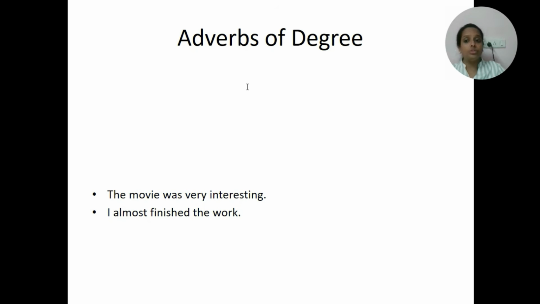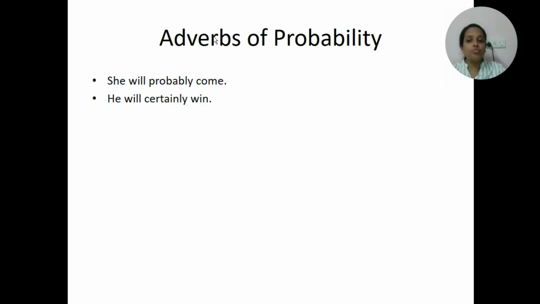Words like too, quite, completely, nearly, extremely, these are some of the examples of adverbs of degree. The next one is adverbs of probability. So these tell us how likely something is. For example, she will probably come.